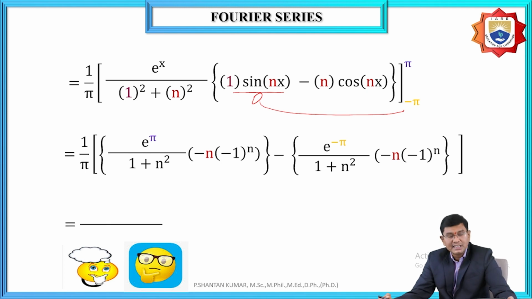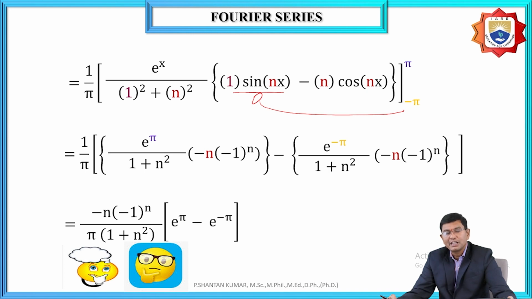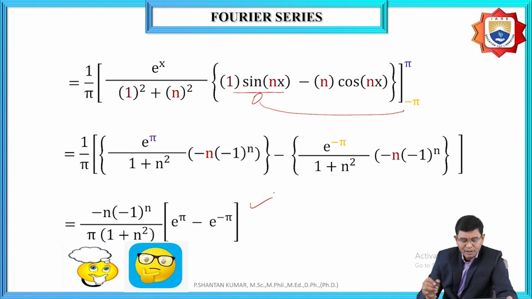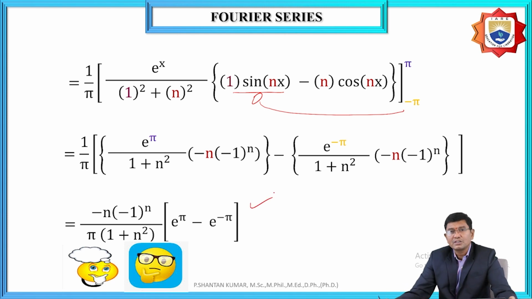And after simplification, clearly we are getting minus n into minus 1 whole power n by pi into 1 plus n square, taking it out as common, and the rest of the thing is e power pi minus e power minus pi. And these are clearly the Euler's coefficients with the help of the given function, neither even nor odd, that f of x is equal to e power x.